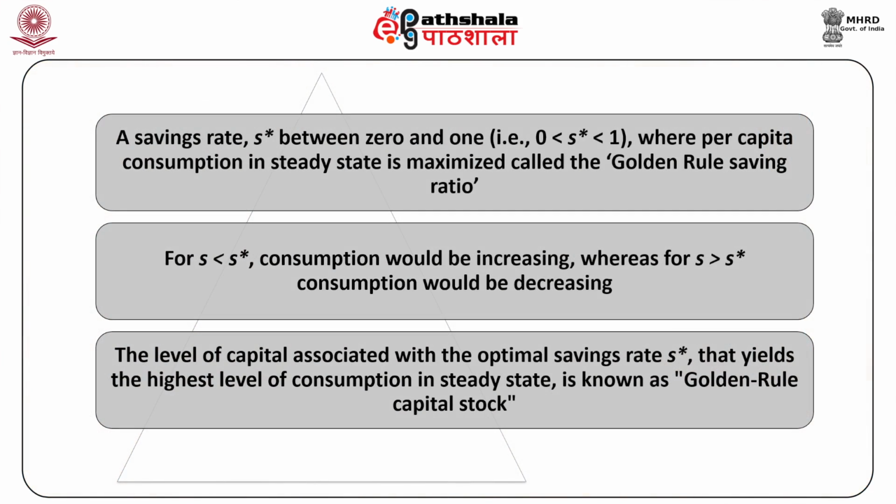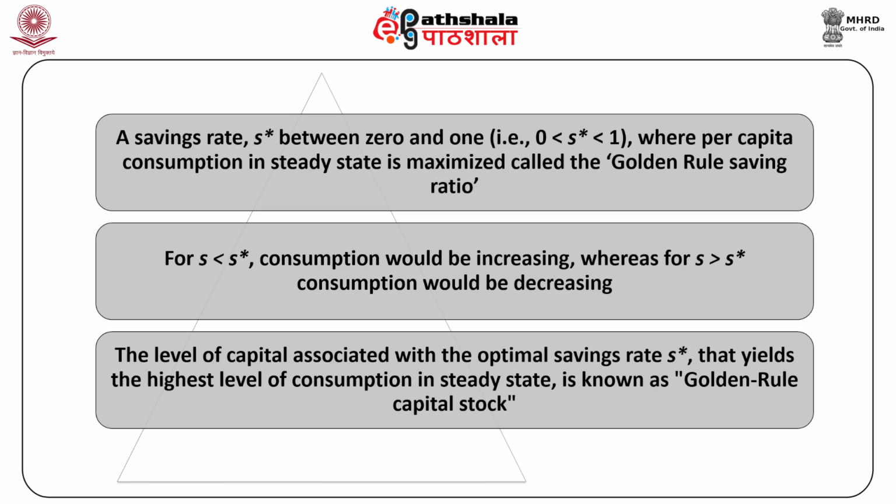For example, if the savings rate is 1, people will save all their income, so capital and output would be very high, but consumption would be 0. So logically, there must exist a saving rate S star between 0 and 1, where per capita consumption in steady state is maximized. It is called the golden rule saving ratio.